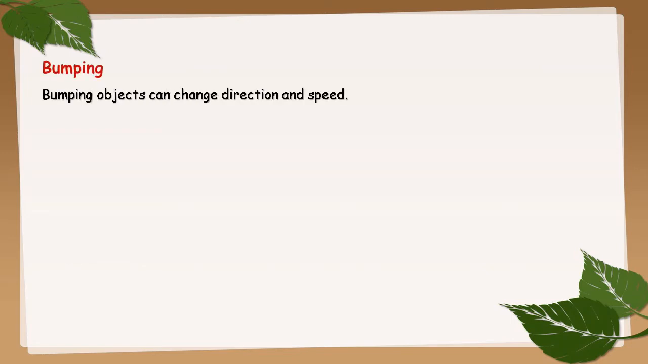And finally, let's talk about bumping. When objects touch, they push one another. The push can make the objects change direction and speed.